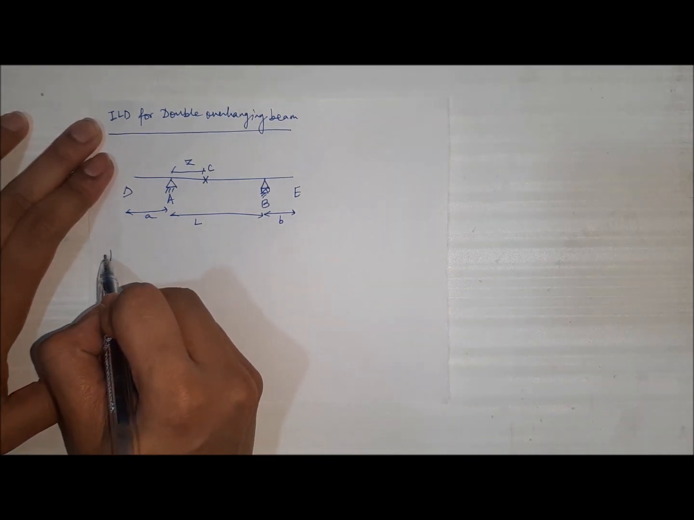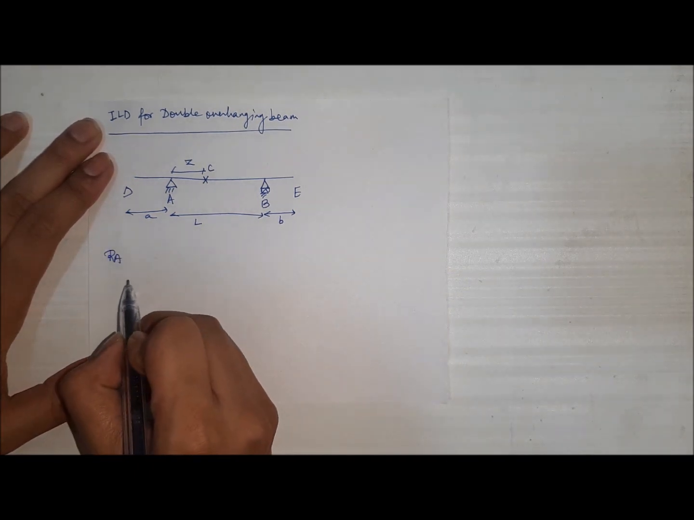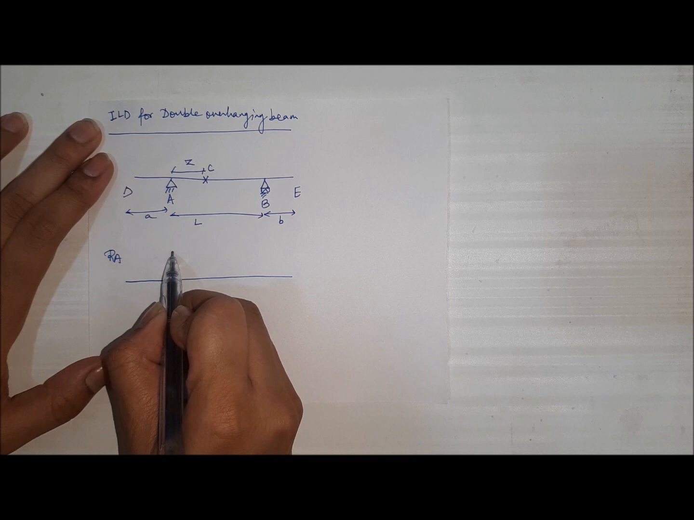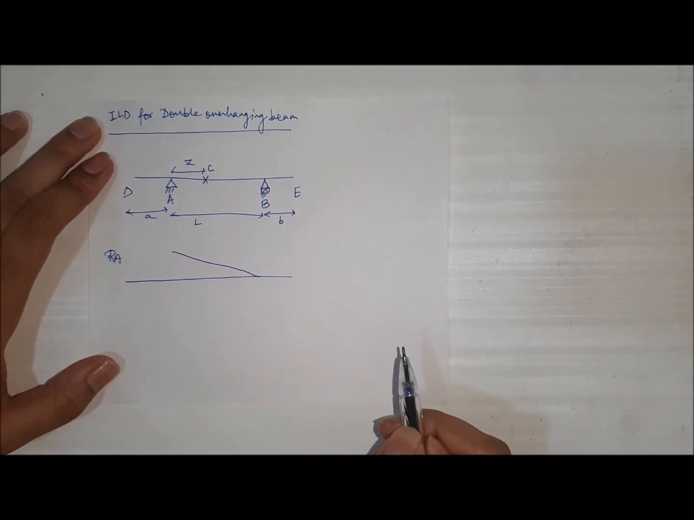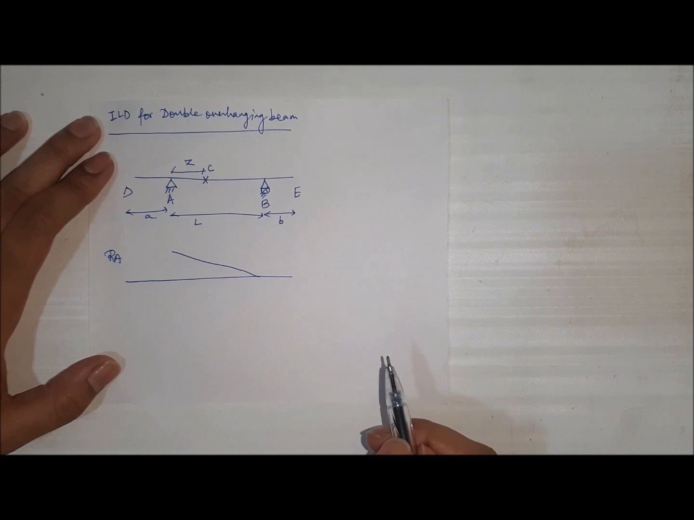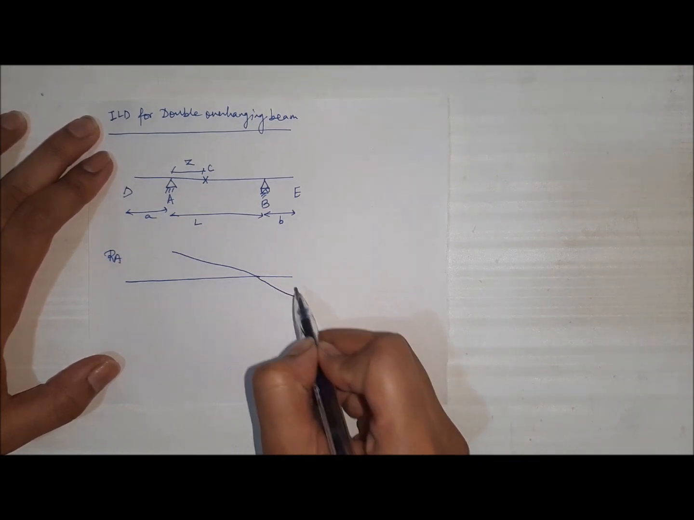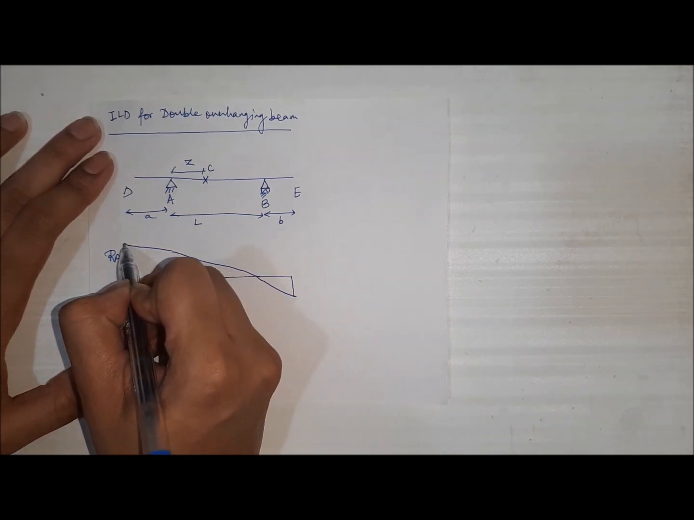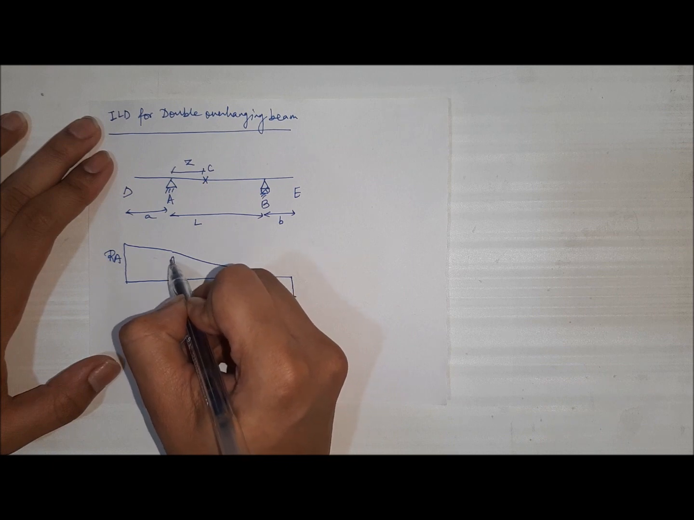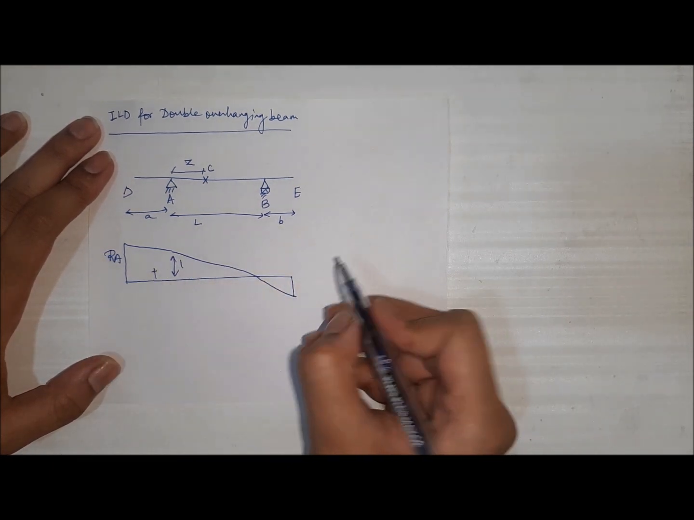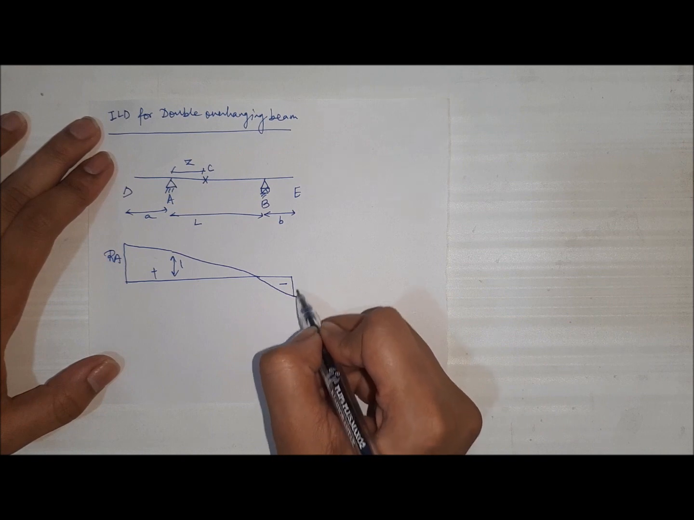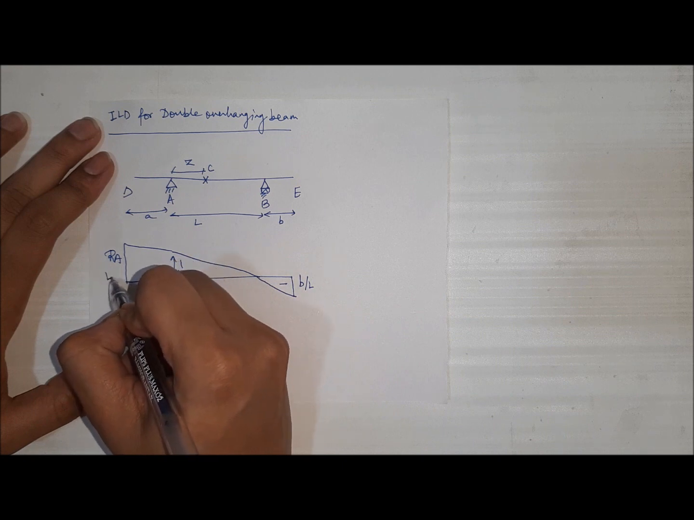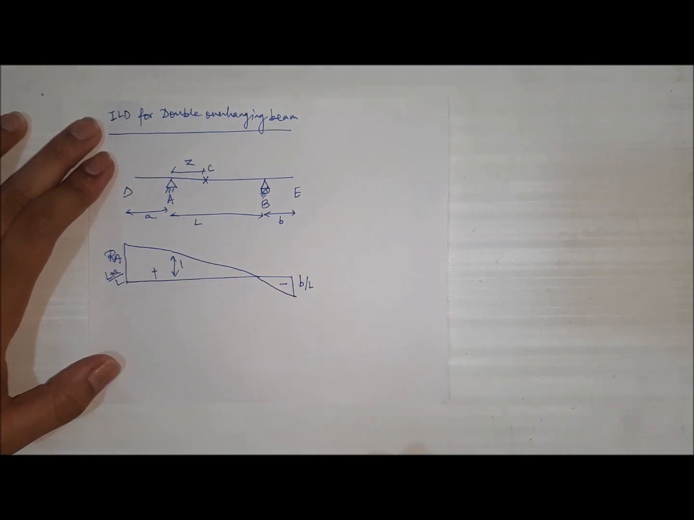Now we have to draw the ILD for the stress resultant RA. We will lift simply end A with an ordinate of unit dimension, same as we have done in the simply supported beam case. This will come downwards because B part is free, and this will go upwards as AD part is also free. This dimension is 1, it is in the positive direction and this is in the negative direction. This portion will be b by L and this ordinate will be (L plus a) by L.